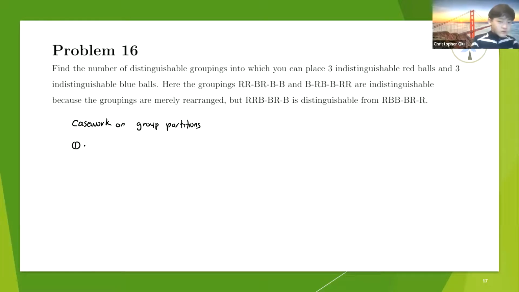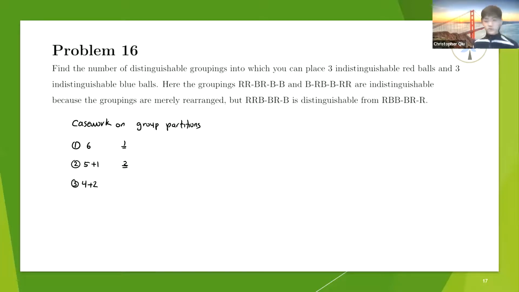So for example, one possible partition is just to have one group with all 6 balls in it. And there's only one way this can happen. Another possibility is if there are 5 balls in one group and 1 ball in the other. And for the group that has only 1 ball, there are exactly 2 ways to choose what color ball is inside this group. So in this case, there are 2 possibilities.